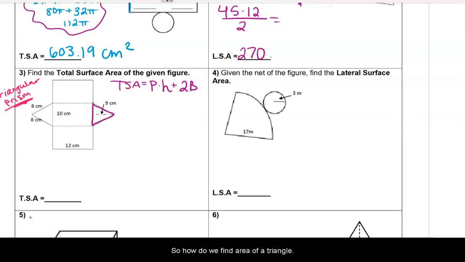So how do we find area of a triangle? Oh, I'm just kidding. We need to find the perimeter first. Perimeter of the triangle. So here, this triangle tells us that the sides of the triangle are 8 and 8. What is the base here of this triangle?